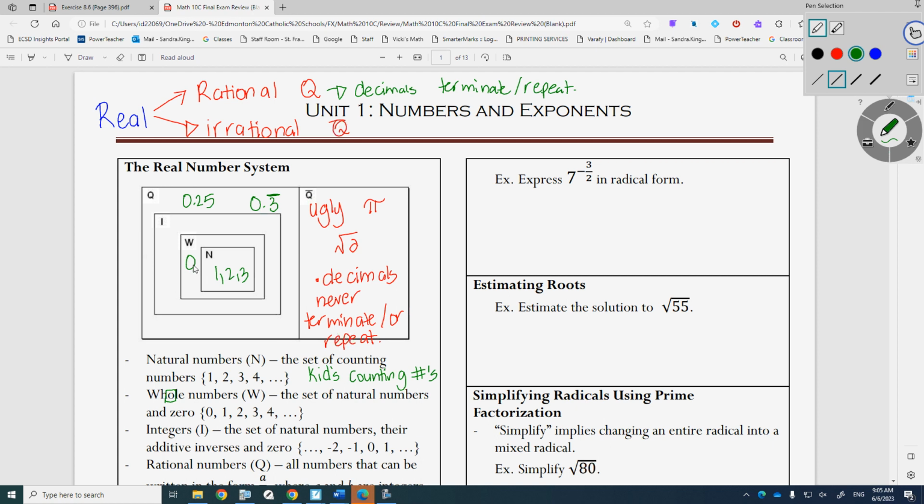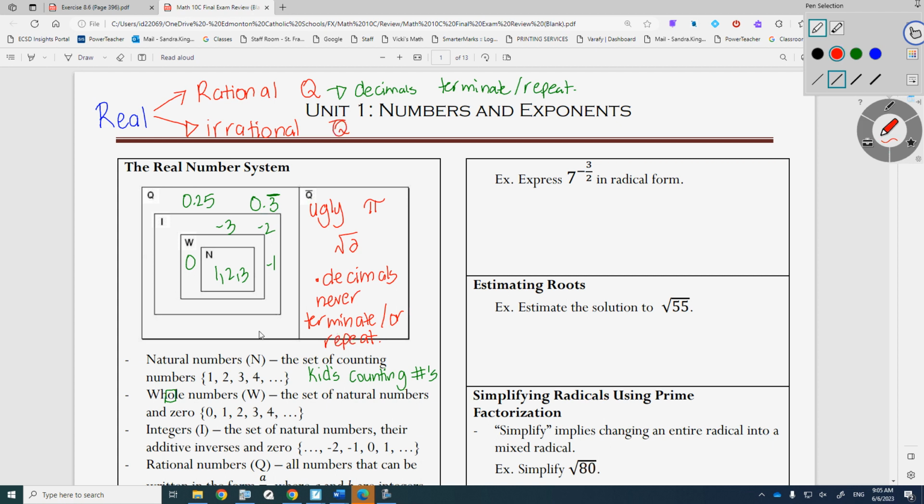The integers are the negative numbers like negative three, negative two, negative one. Zero is an integer, as is one, two, and three. Natural, whole, and integer, no decimals are allowed. So if there's a decimal, like 0.25 or 0.33 repeating, those are rational, but they're not going to be natural, whole, or integers. So what would happen is you would have to classify numbers.